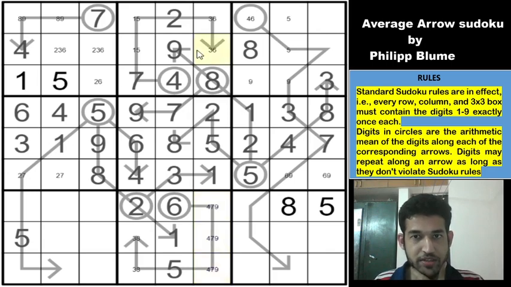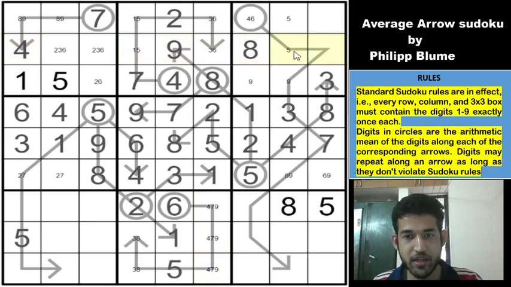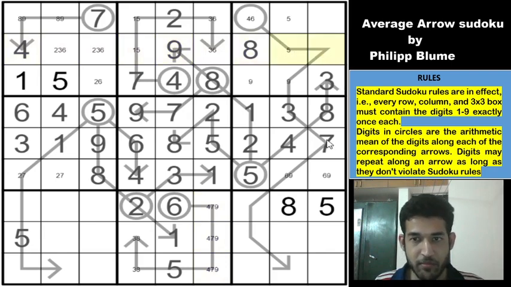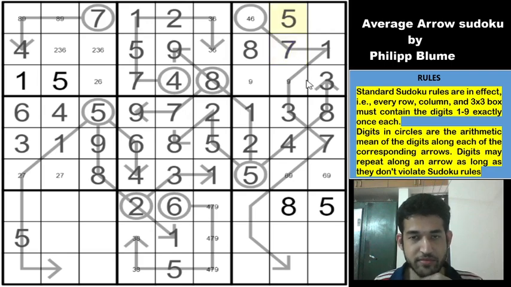Okay, we have a 2, 3, 6 triplet in row 2, 4, 8, 9, 2, 3, 6. So these two cells must be 1, 5, 7. But you have 5, 7 in column 9. So this would have to be a 1. And which means this is a 5, this is a 1, this is a 7, this is a 5.